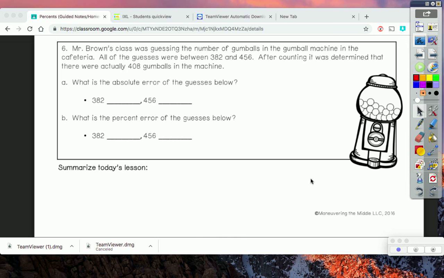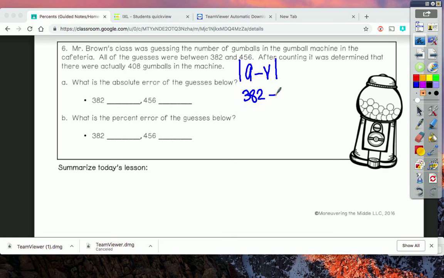We know for absolute error, we're going to have the absolute value of the acceptable value minus the exact value. So here our acceptable value was 382. The exact value was how much? 408. And do not forget your absolute value bars. What is 382 minus 408?